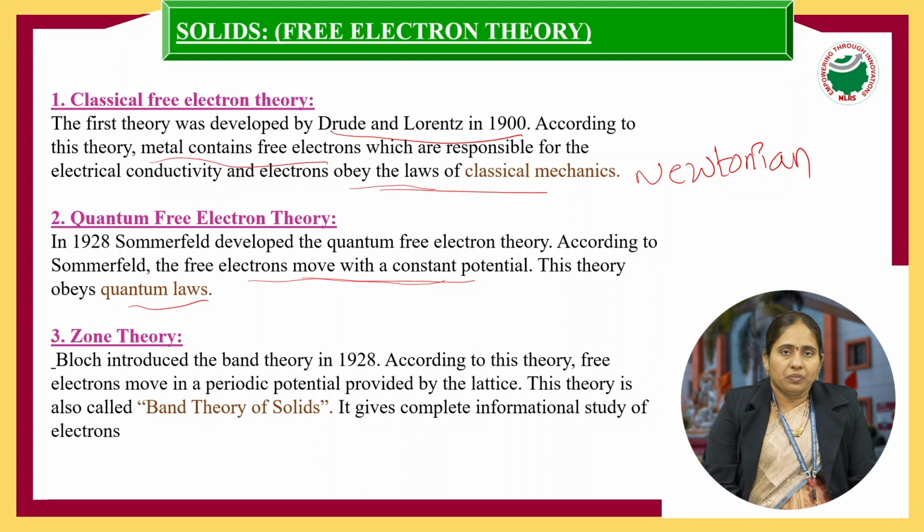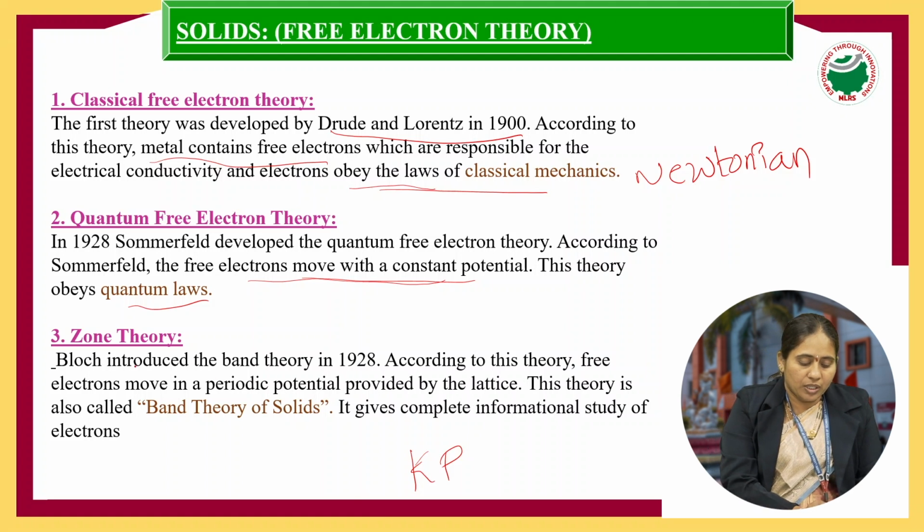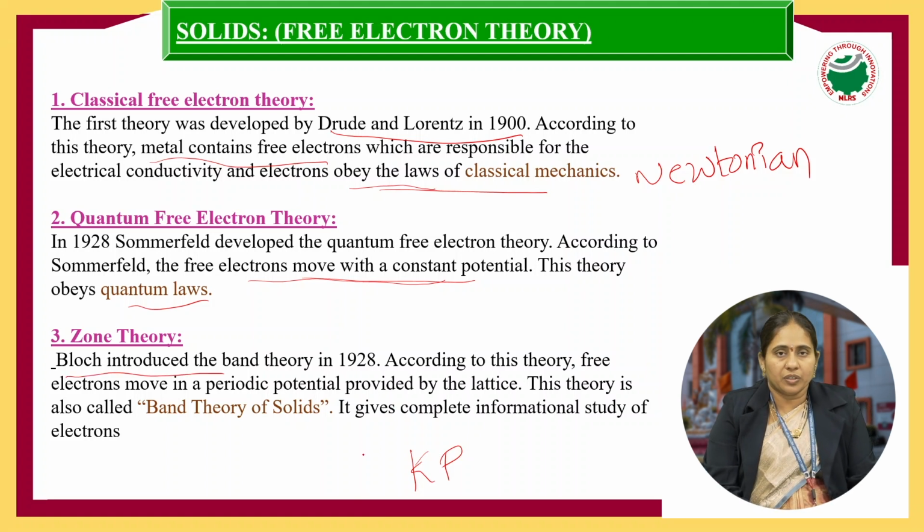The third stage of the free electron theory is zone theory. The zone theory was first developed by the scientist Bloch, and later extended by Kronig and Penney. The first initiation was by Bloch alone in the year 1928. The other name for the zone theory is band theory of solids.